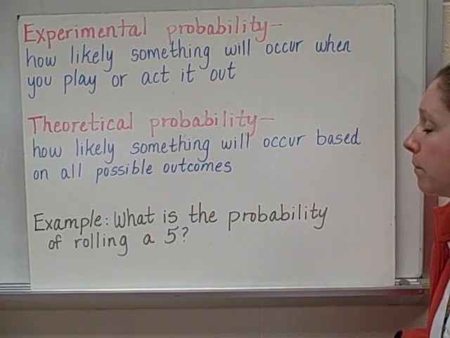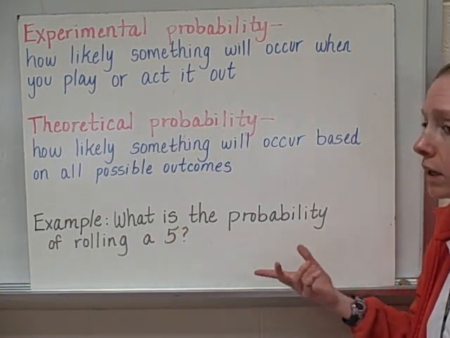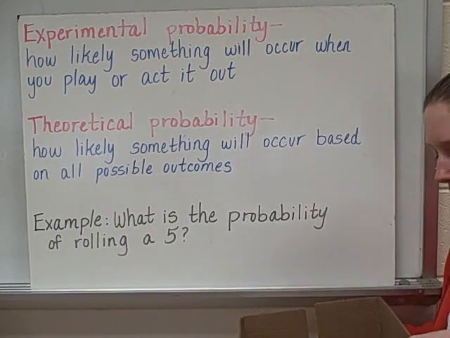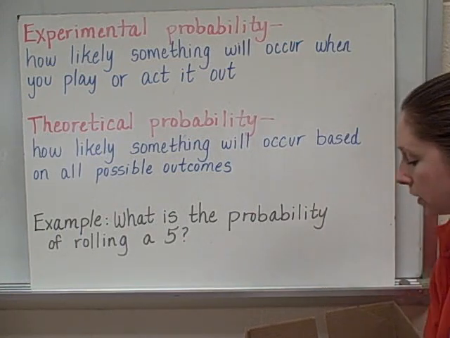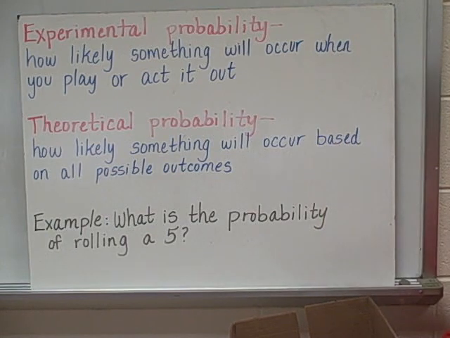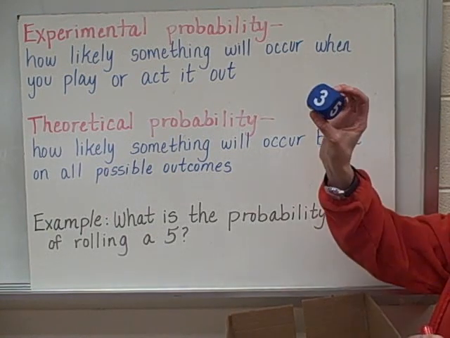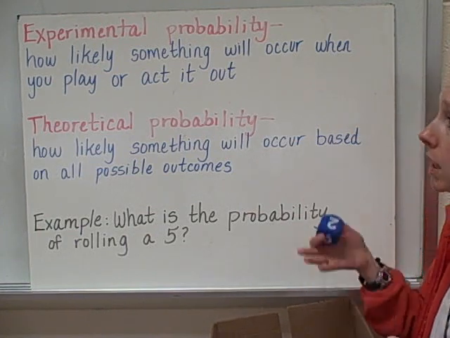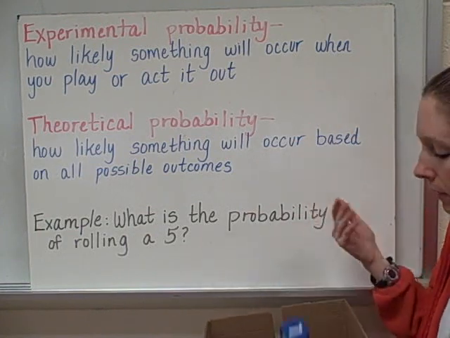So we're going to do an example. What is the probability of rolling a 5? So I've got something that we're going to act out. I've got a dice, and I'm going to use the box here to roll it 5 different times. So here's my dice. We're going to record our outcome. So I'm actually doing the experiment. I'm going to get my experimental probability.